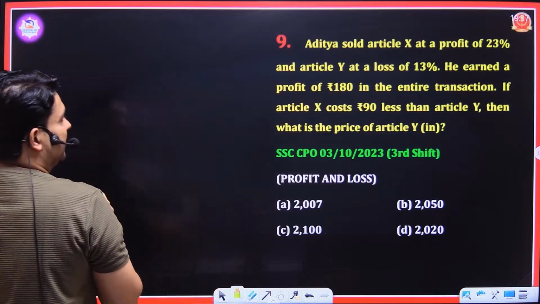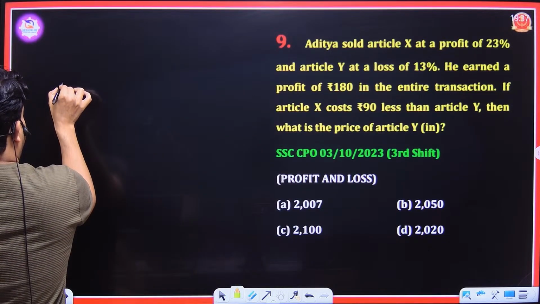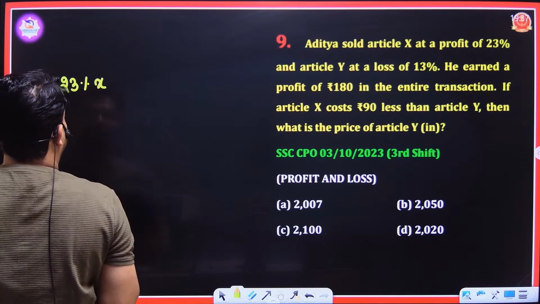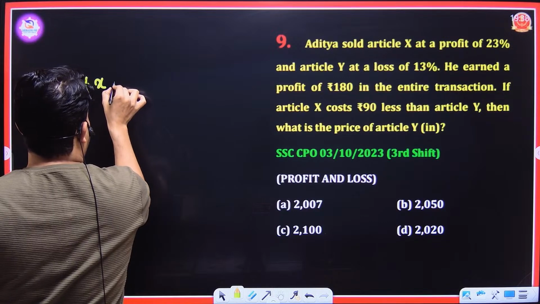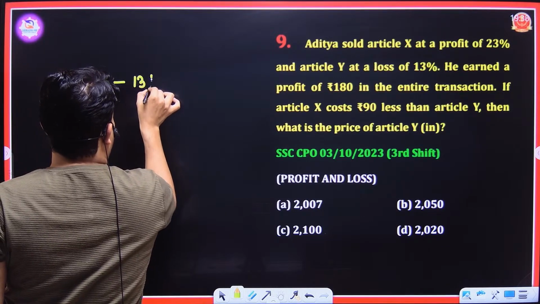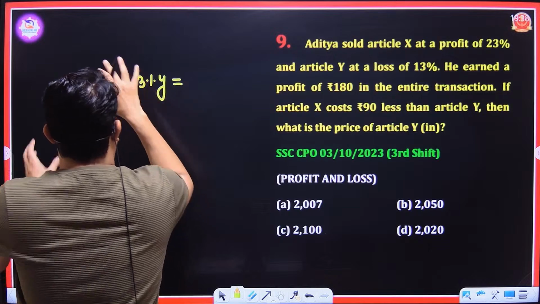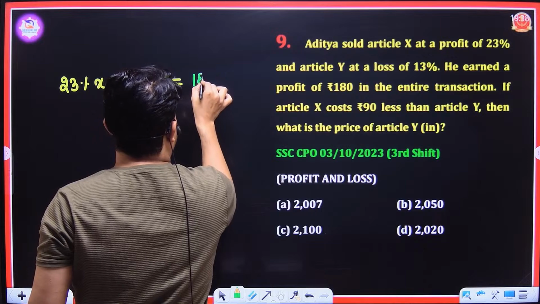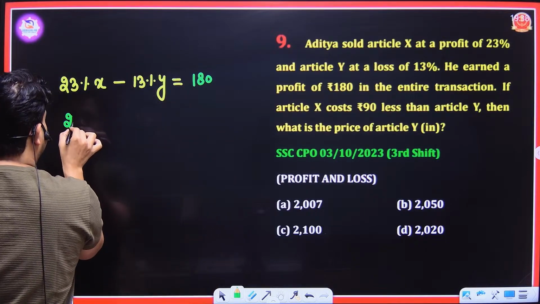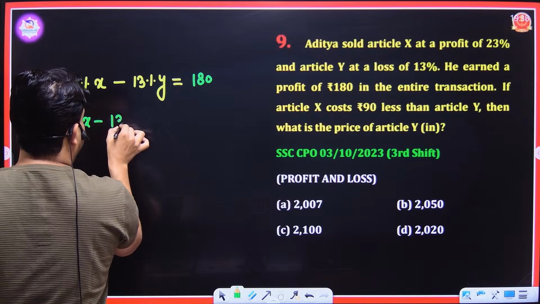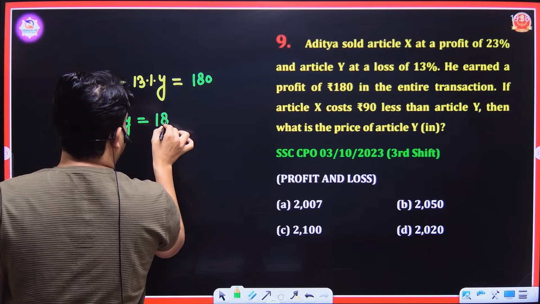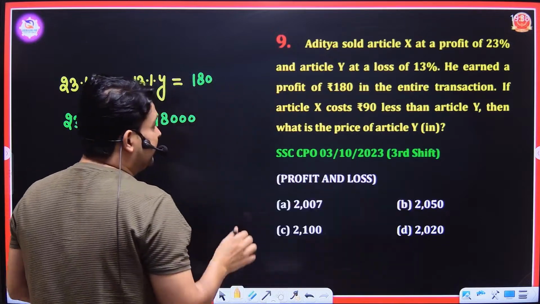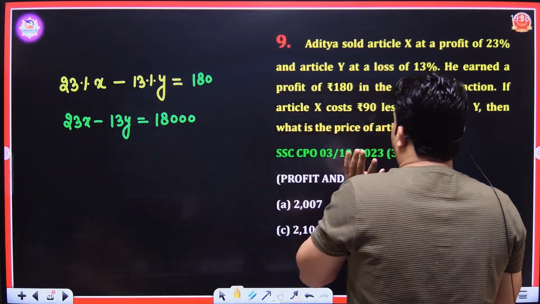So what I will do is, suppose I get 23% profit on article X, and I have a loss of 13% on Y, and total I have a profit which is equal to 180. If I remove the percentage, then I have 23x minus 13y is equal to 18,000. I will finish this question within a single line. What is given to me? It is given that I have to calculate the price of the article Y.